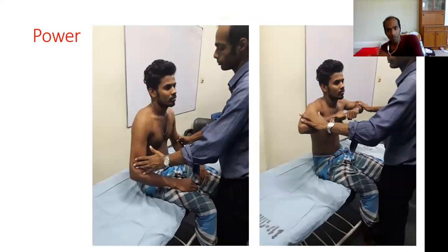Then you go to power. For power in the upper limb, there are several movements that you need to do. What I'm first doing is the first 30 degrees of abduction at the shoulder. Again, we are sticking to the key joints. So abduction at the shoulder, the first 30 degrees, and then the complete abduction of the shoulders. The first 30 degrees of abduction is by the supraspinatus muscle and the rest is by the deltoid muscle. So that's why you have to do both.